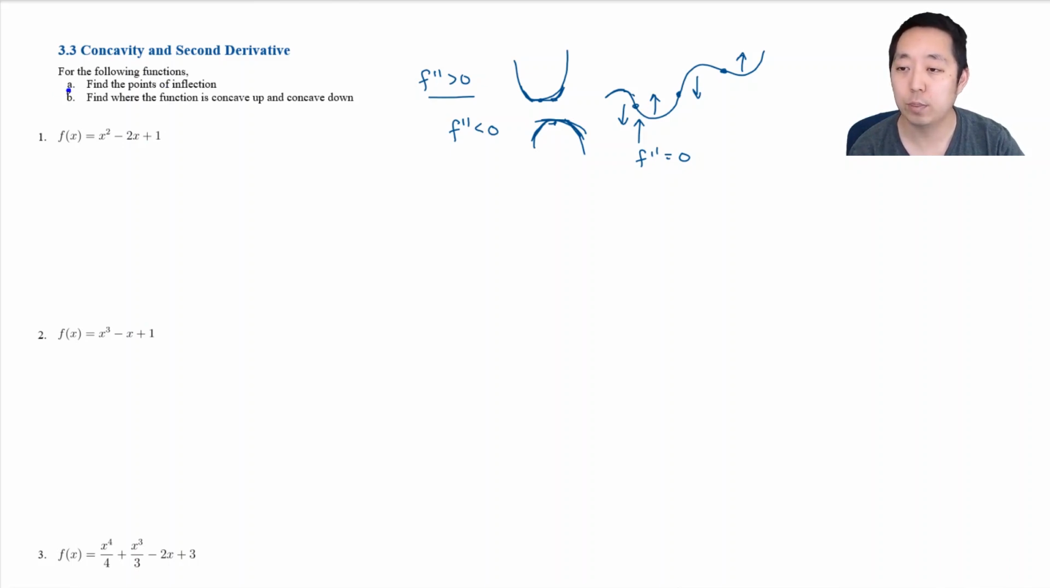So A is find the points of inflection, and then find where the function is concave up and down. You can do these both together by this kind of method. We're going to compute the second derivative, but first we need to compute the first derivative. That's equal to 2x minus 2. Then we need to compute the second derivative. The second derivative is just equal to 2. Okay, so this function is never equal to 0, so there are no points of inflection.